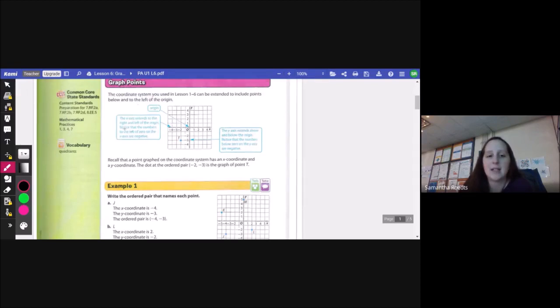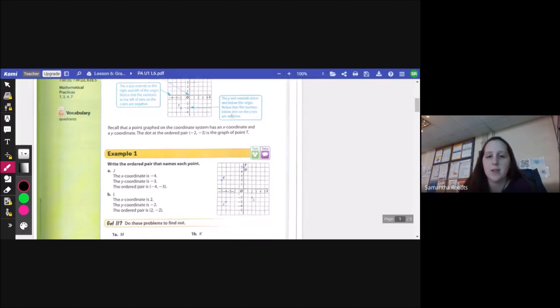The x-axis extends to the right and left of the origin. Notice that the numbers to the left of 0 on the x-axis are negative, so x values are negative. And the y-axis extends above and below the origin, and I notice that the ones below 0 are also negative. Recall that a point graphed on the coordinate system has an x-coordinate and a y-coordinate. The dot at the ordered pair -2, -3 is the graph of point T. It's right there, that's T. Okay. So I go -2, down -3. Your x comes first, so that's the horizontal, and then your vertical.